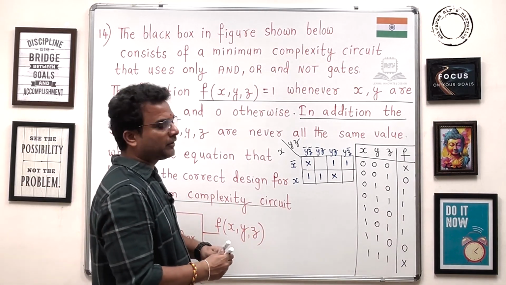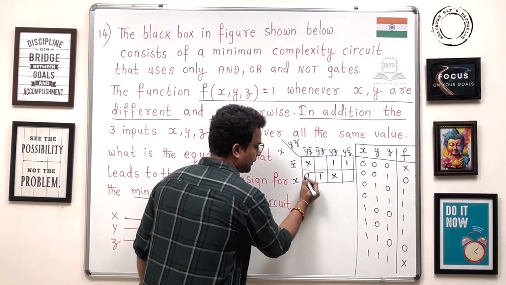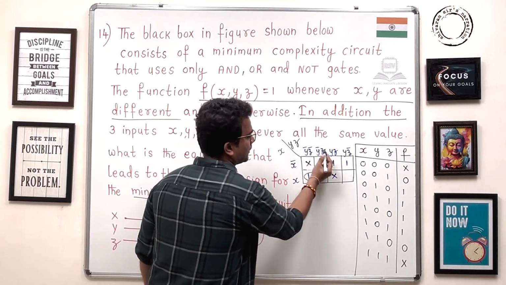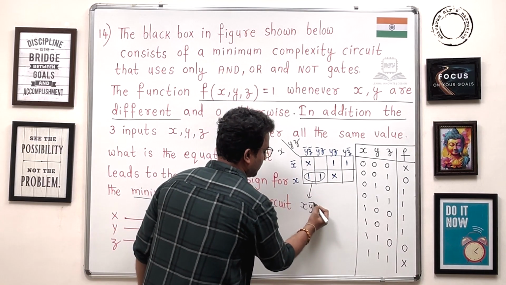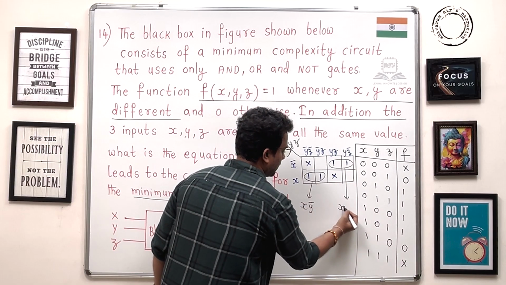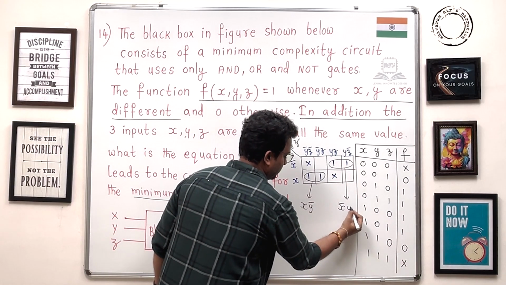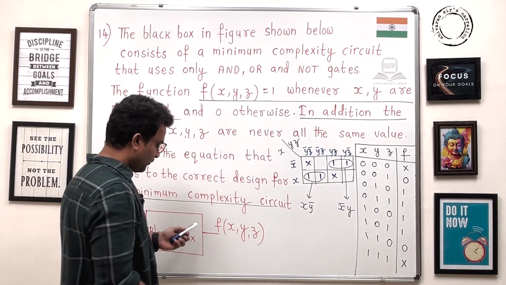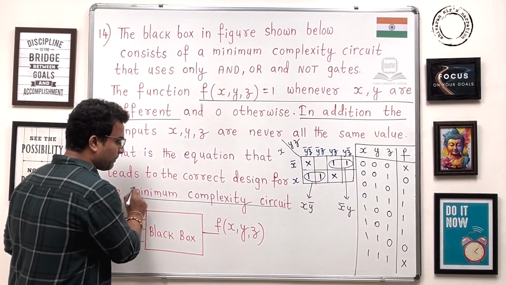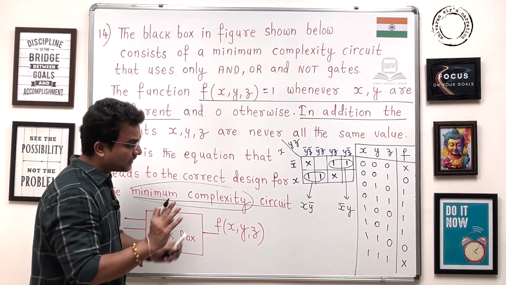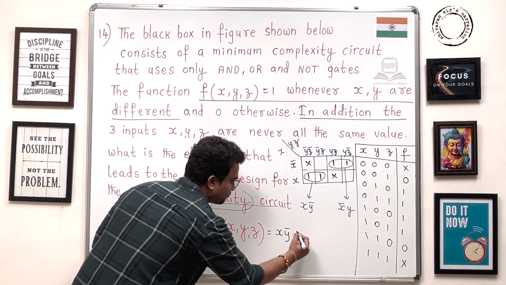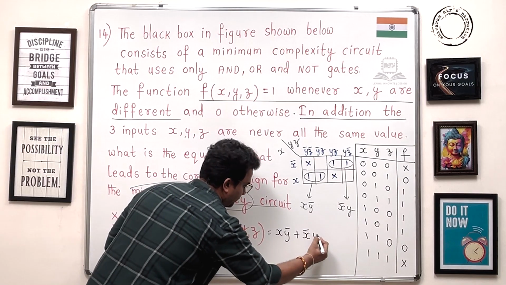Now you simplify. When you simplify this one, what do you get? This is x, z bar gets cancelled, y bar. Similarly this one, what is this? x bar y. Hence the Boolean function as per the design requirement, with minimum complexity, is the simplified equation x y bar plus x bar y.